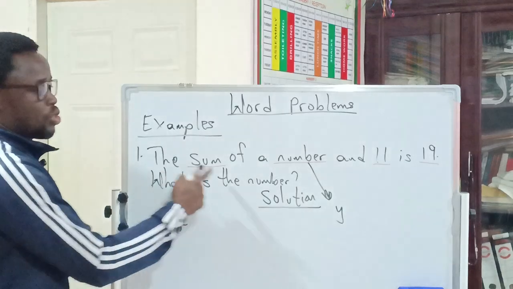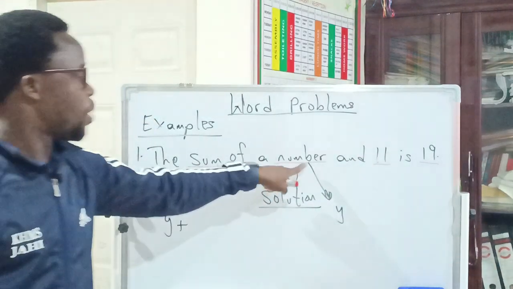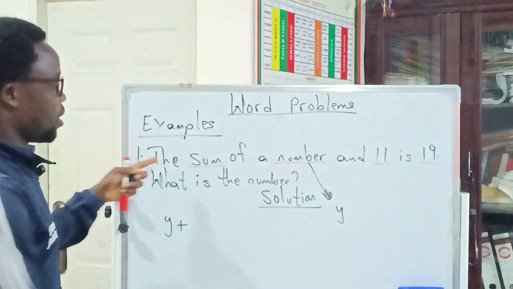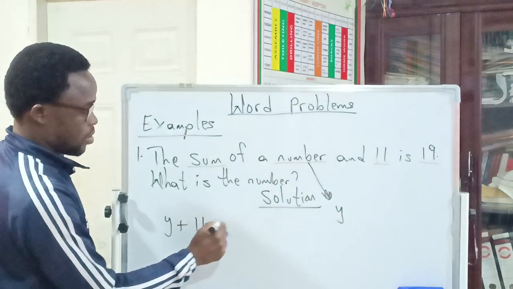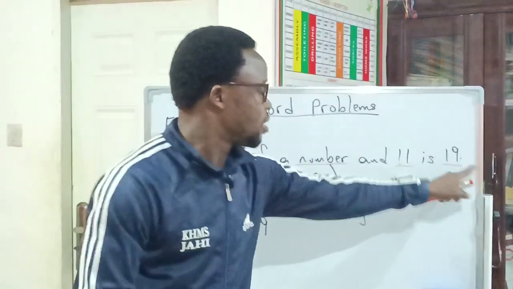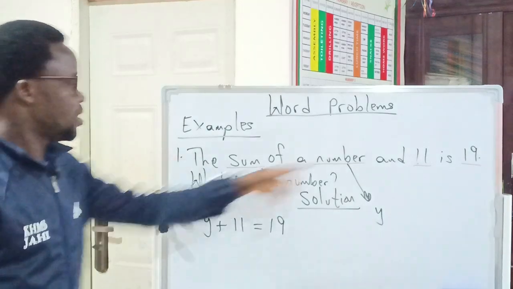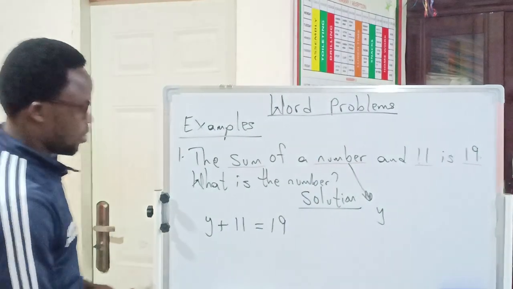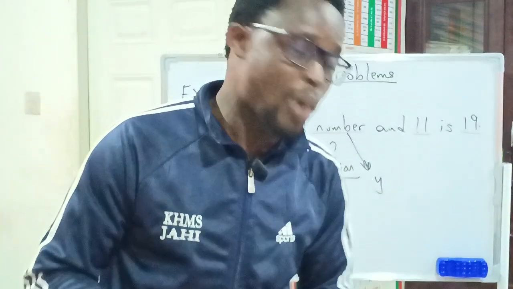So meaning the sum of a number and 11. Now I'm going to represent this number with y. So meaning the sum of y and 11. They said is equal to what? 19. Now they are asking us to find what y is.